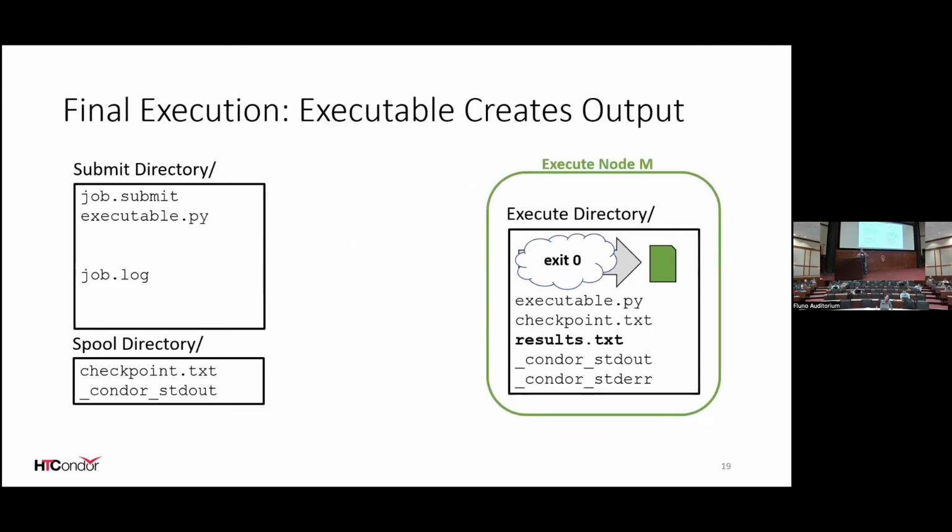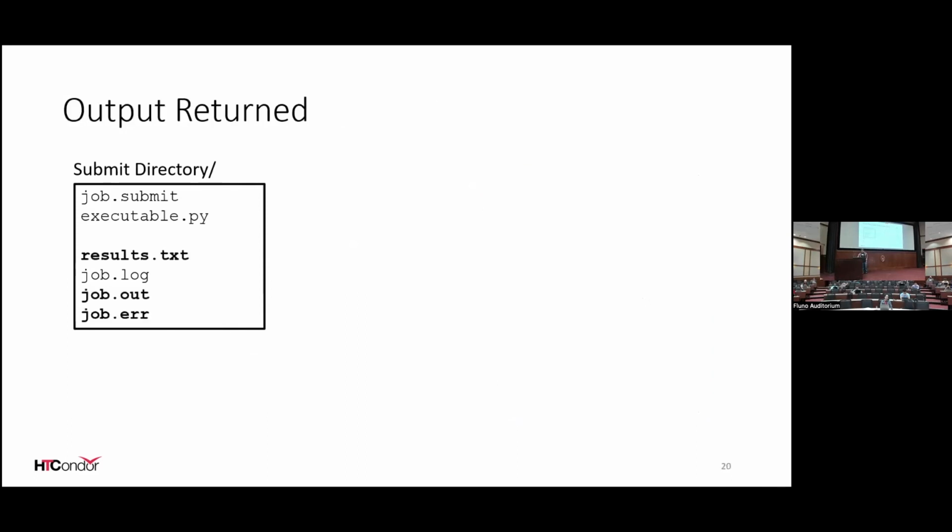And we repeat the cycle until the job finally exits with exit 0 and produces this nice results.txt file. The results.txt file is copied back before we remove the spooled checkpoint files, and this is important, because until we get that results file, your job is not actually done. And so this is what we end up with at the end, after the checkpoint files are removed from the spool directory.